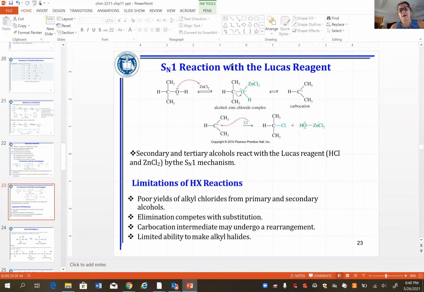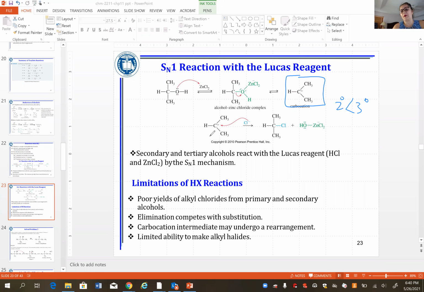Tertiary. Why would tertiary go faster? Because for an Sn1 type reaction, a carbocation is going to form, and the carbocation that forms for a secondary alcohol is going to be less stable than a tertiary carbocation. The faster the intermediate forms, the faster the reaction. So the reaction of a tertiary alcohol with the Lucas reagent is going to take place right away.